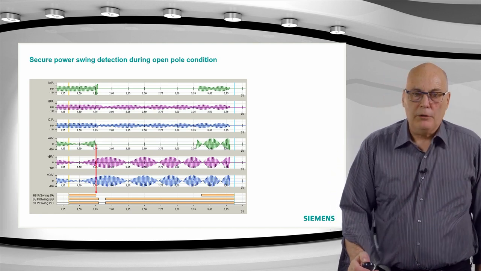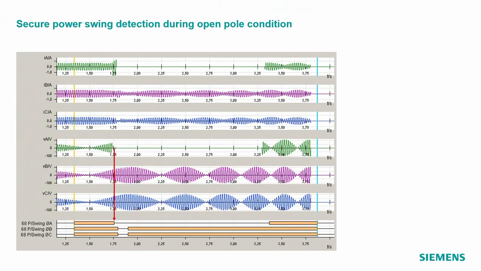That's the fault inception. The power swing blocking resets, and that's the reclosure. And see, after the reclosure, the power swing continues, and the power swing blocking becomes active again, and there's no tripping of the relay due to the power swing blocking.